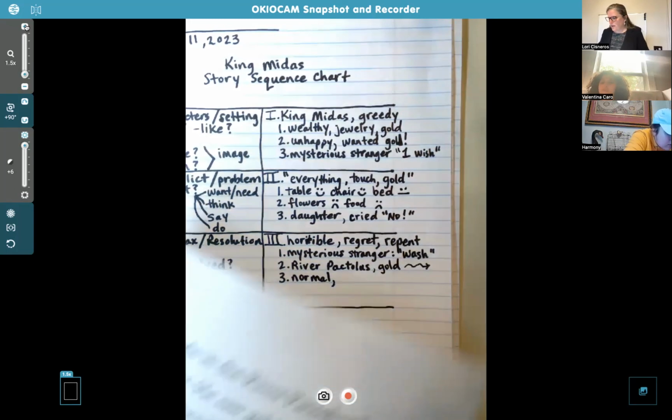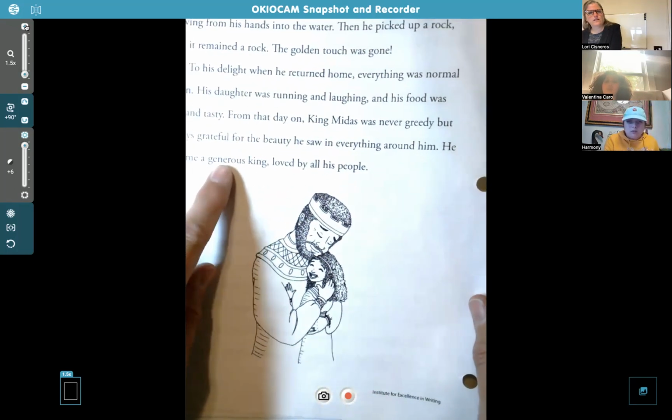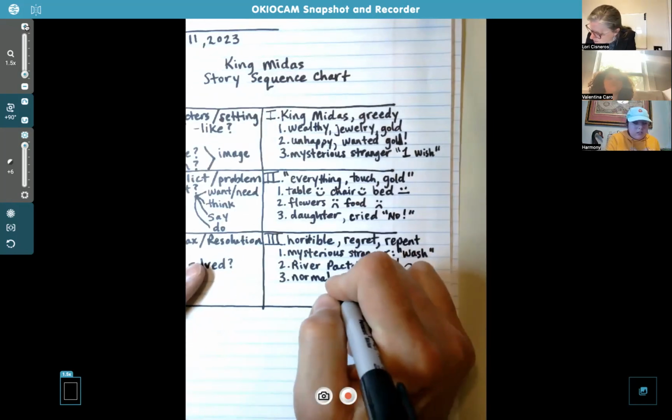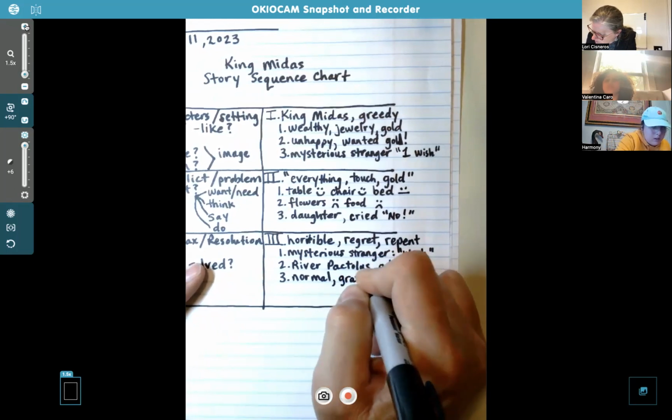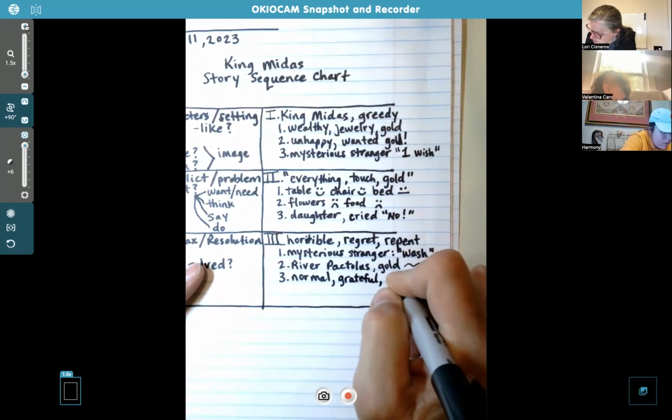about like the people around him and started getting grateful for what he had, like his daughter. Grateful. That's a good word. And then there was this word too. Can you see it? Generous. Generous. Yes. So let's put grateful and generous.